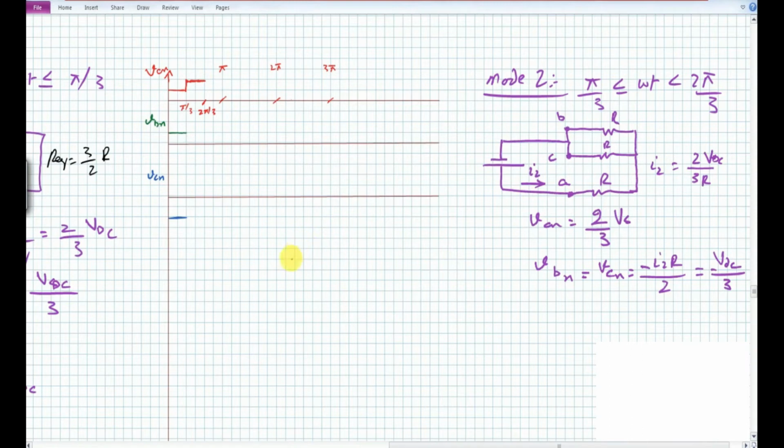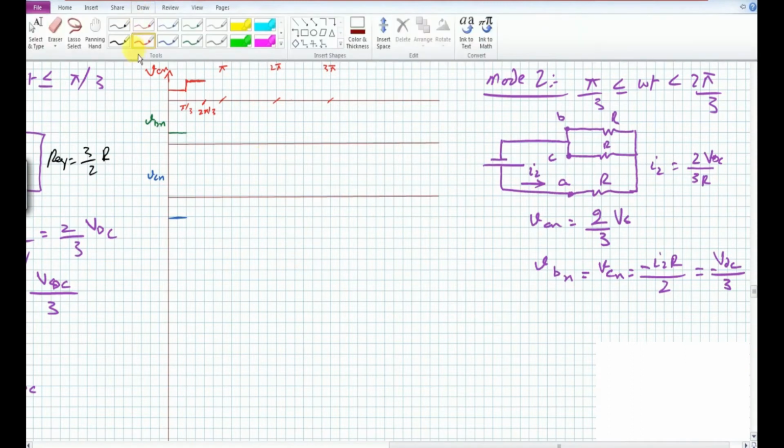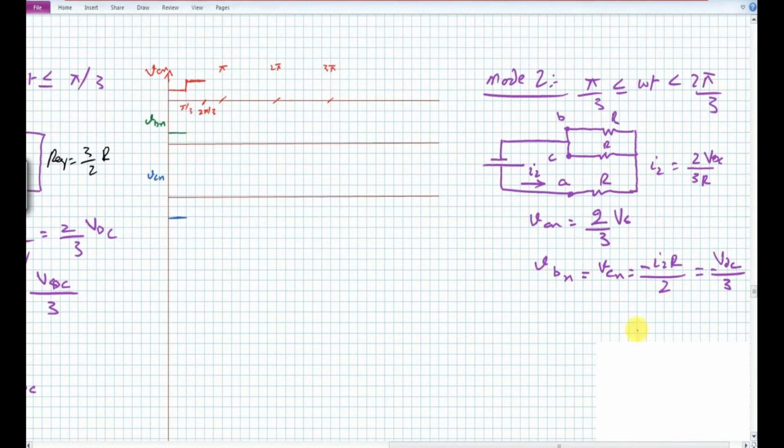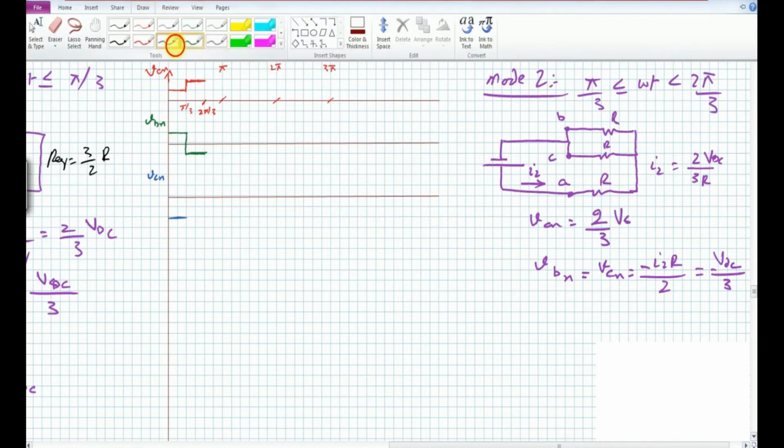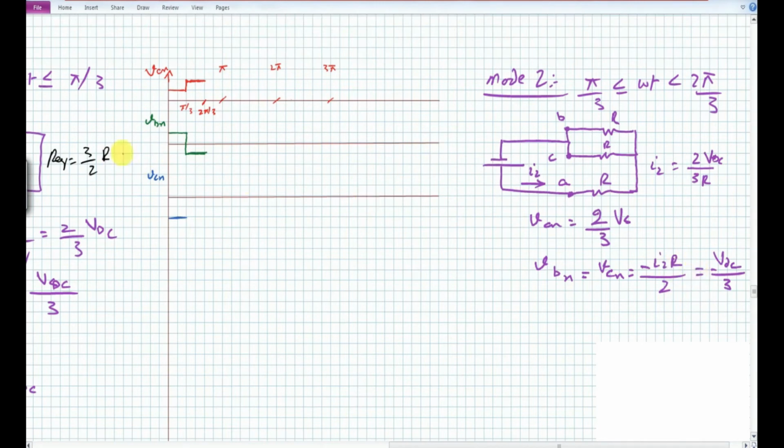However, during this particular time, the value of this VBN is equal to minus VDC by 3. So it will be shifted to the negative side, and it will retain its value till this particular time. Similarly, VCN was earlier at minus 2 by 3 VDC. However, it will now have a value equal to minus VDC by 3. So you can see here that for this time period, we have this type of shape for this VCN. Now let us go for mod number 3.